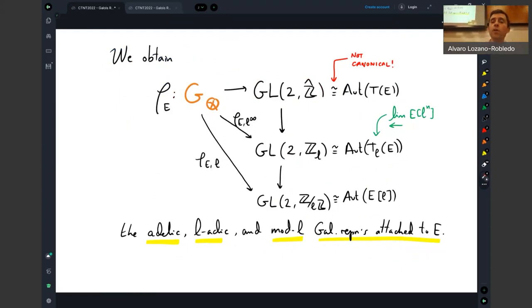So it is never all of GL2 Ẑ, it is always an open subgroup, which is at least of index 2 in here. However, down to GL2(Z_ℓ), it is sometimes surjective. And Serre proved that actually for almost all ℓ, for all but finitely many primes, it is surjective to GL2(Z_ℓ).